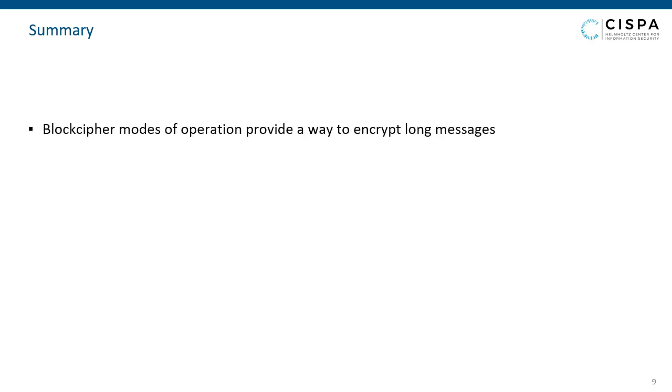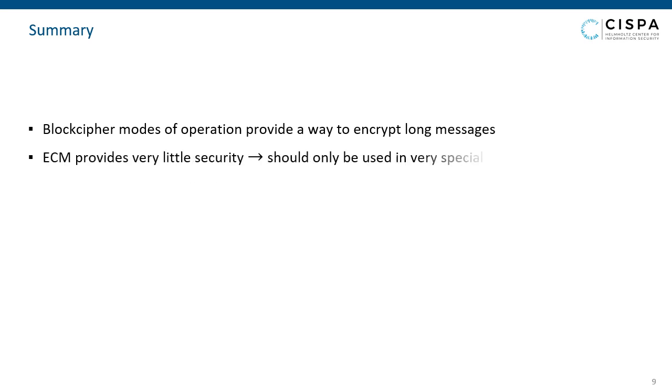So to recap this lecture, block cipher modes of operation provide us with a way to encrypt long messages using block ciphers as a primitive. The electronic codebook mode, ECB, provides very little security and really should only be used in very, very special scenarios, and you should be very aware of what you're doing if you use this mode of operation. The cipher block chaining mode is okay, but has inefficient encryption.